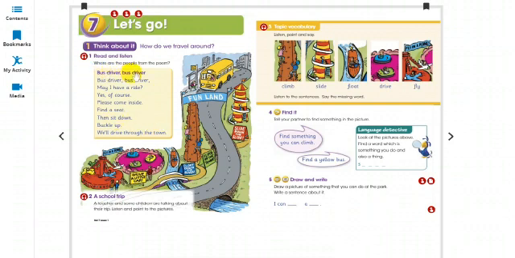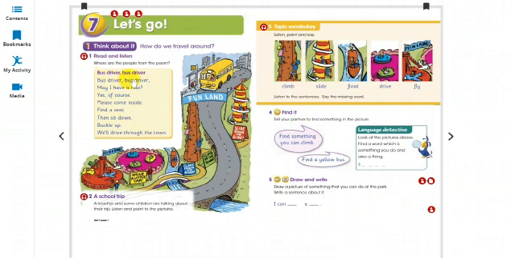Bus driver, bus driver. May I have a ride? Yes, of course. Please come inside. Find a seat, then sit down. Buckle up, we'll drive through the town.